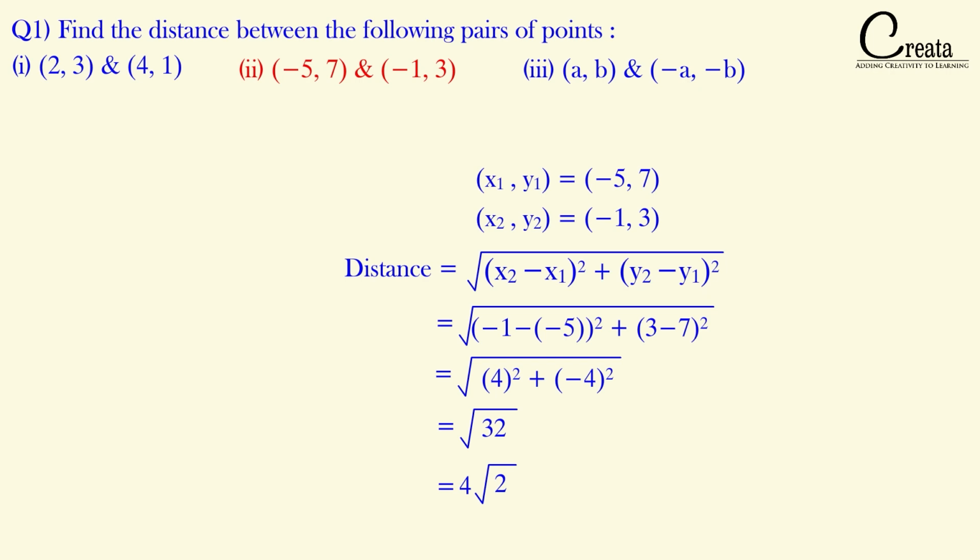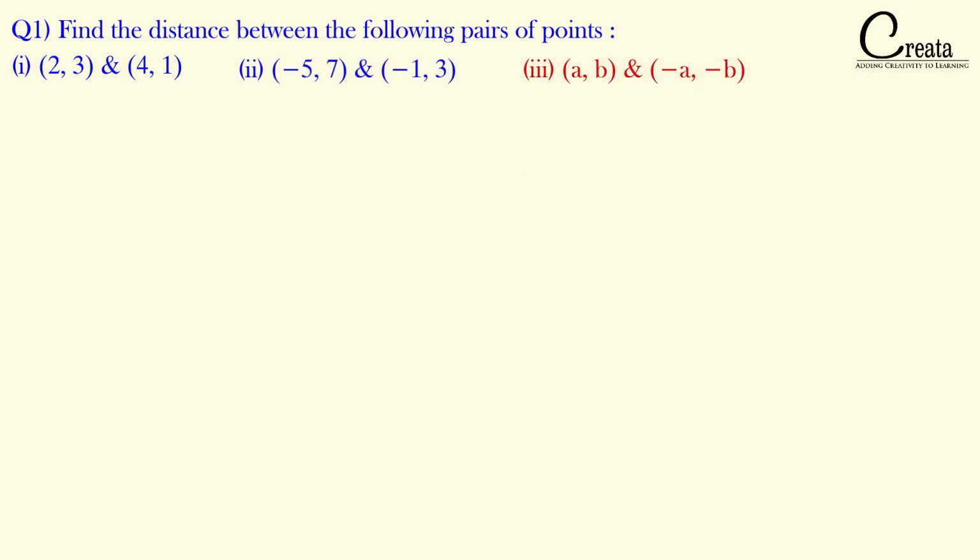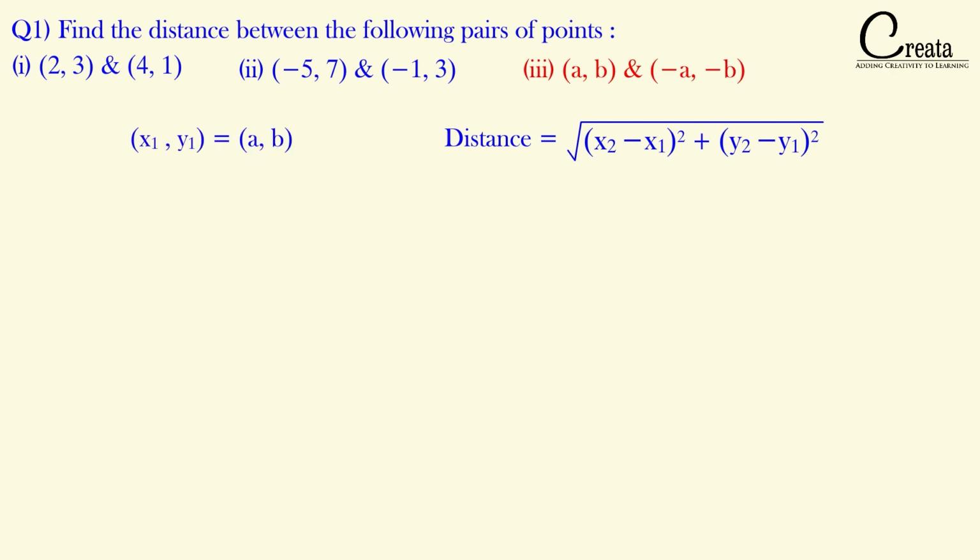Very simple one. Let's take the last part of this question, in which we have to find the distance between the 2 points. The first point is (a, b) and the second point is (minus a, minus b). So let's proceed with this question. Let's use the distance formula to calculate the distance between both the points. So this is the distance formula. Let's assume the first point as x1, y1 and the second point as x2, y2.